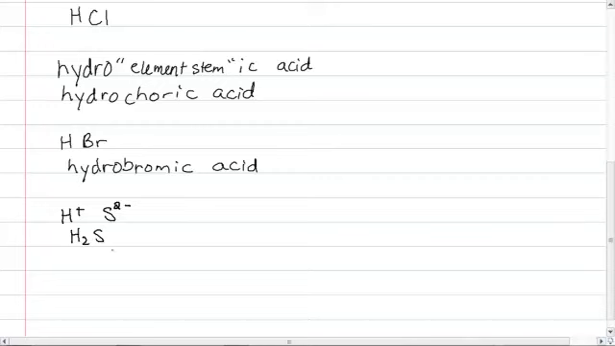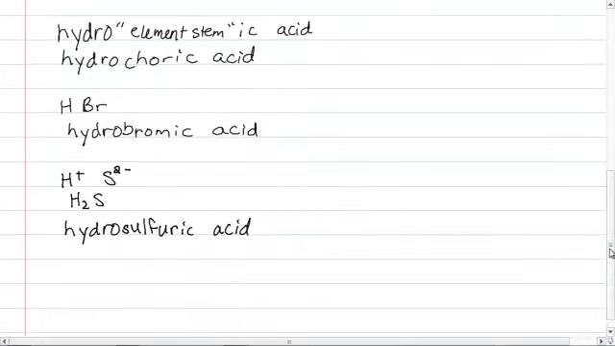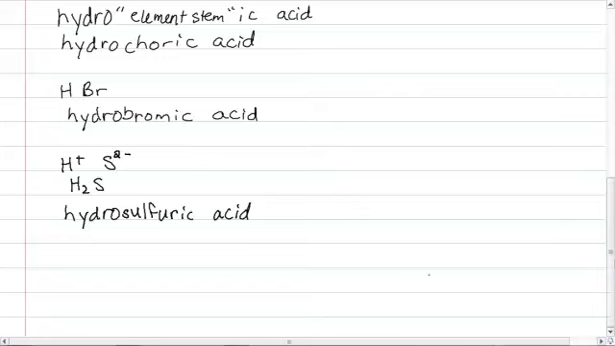And to name this, since it's a binary acid, we do hydro, and for sulfur, instead of just using the stem, we use the full name, simply because it sounds better. So we get hydrosulfuric acid instead of hydrosulfic acid. So for all of these, we do hydro, element stem, or in sulfur's case, the full element name, ic, and then acid.